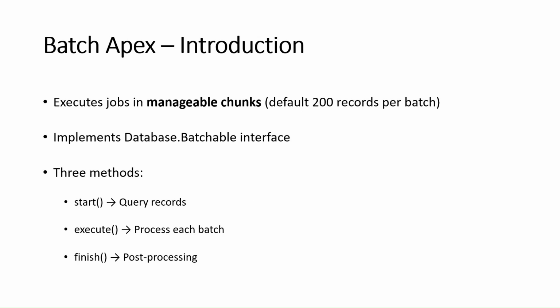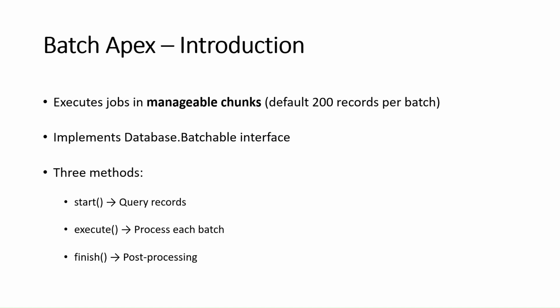So firstly, batch Apex. Batch Apex processes large data sets asynchronously in chunks. For example, if we have millions of records that we have to update, if we do it in an Apex class, that won't be possible because we have a governor limit. In a transaction, we can update only a particular number of records, I guess 10,000 in one transaction. But if we have to do millions of records, in that case we can use batch Apex.